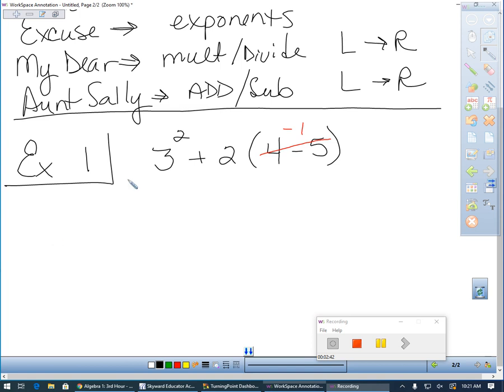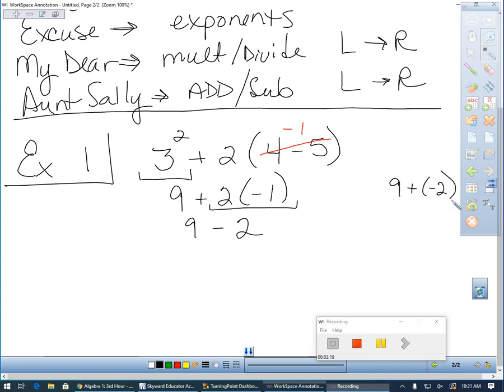The exponent. So in the beginning here, 3 squared represents 3 times 3, or what? So I have 9 plus 2 times negative 1. In order of operations, what comes next? We already did the parentheses. Multiplication. Very good. So we're going to do this 2 times negative 1 next. So I have 9. What is 2 times negative 1? Negative 2. So I can either write it this way, or I could write it as 9 plus a negative 2. Which way do you guys prefer better?